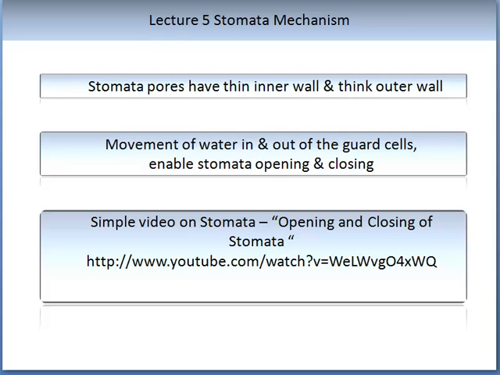So the stomata mechanism is quite simple. Stomata pores have thin inner walls and thick outer walls. The thin inner walls allow the movement of water in and out of the guard cells, and this enables stomata to open or to close. The simple video on opening and closing of stomata will give you some visual and basic representation of how this occurs. The mechanism is a little bit more complicated and in-depth than the video suggests, but it enables you to get a basic understanding of the operation.